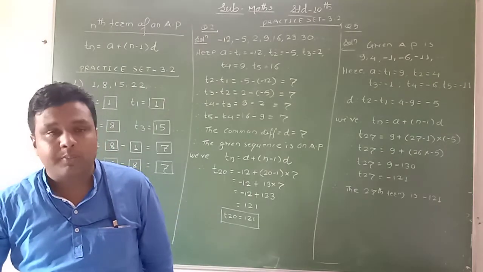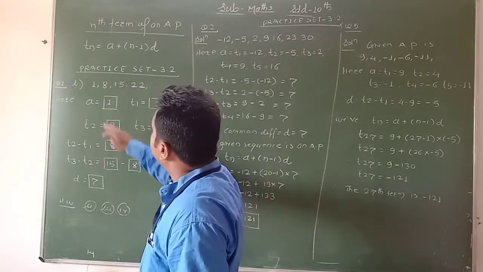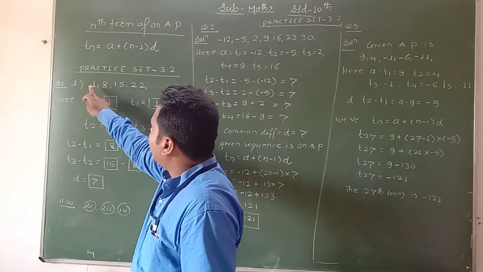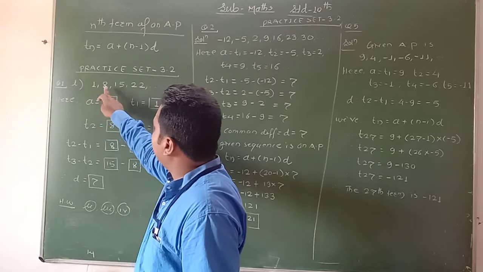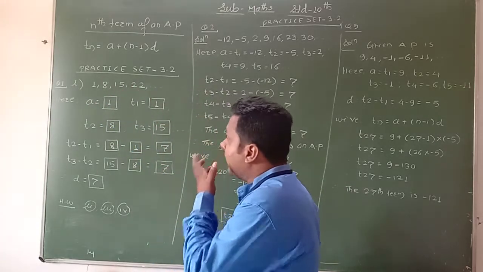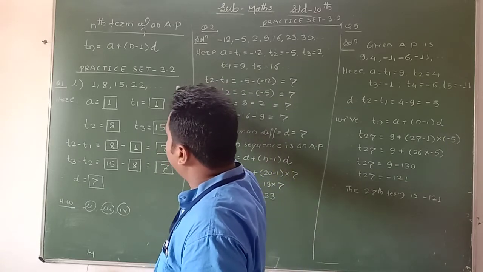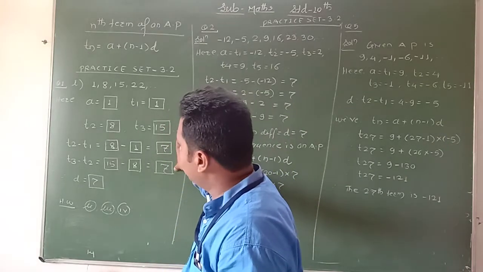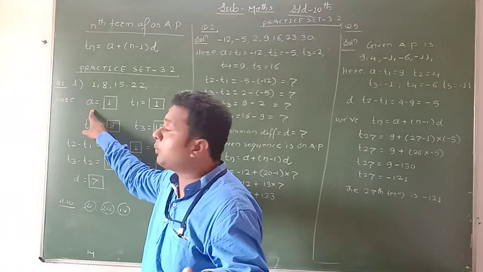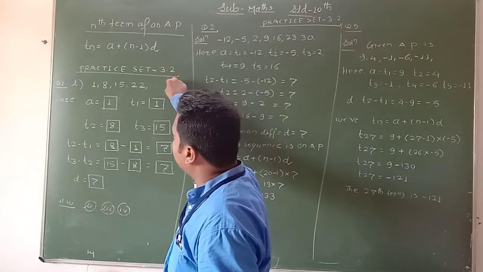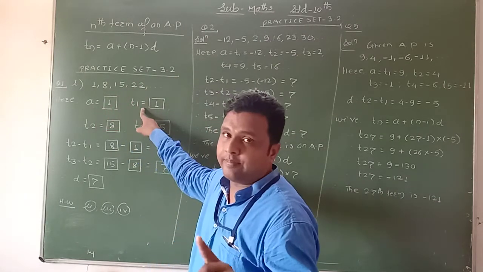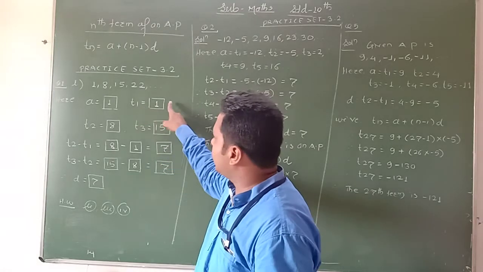Now what is the arithmetic progression? In question number 1, the first example, the arithmetic progression is 1, 8, 15, 22 and so on. From this arithmetic progression we have to complete the activity. Therefore a, which represents the first term of the arithmetic progression, is equal to 1. That is, t1 is also 1.